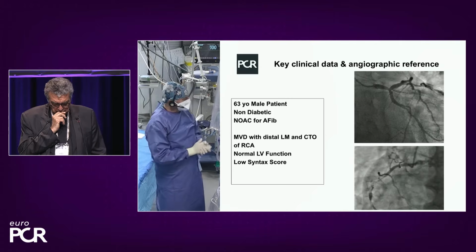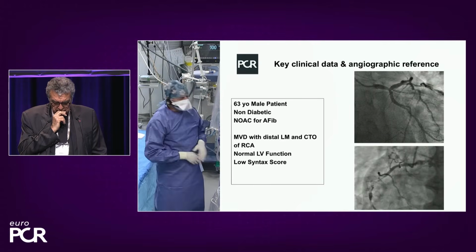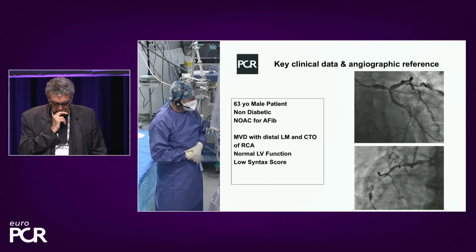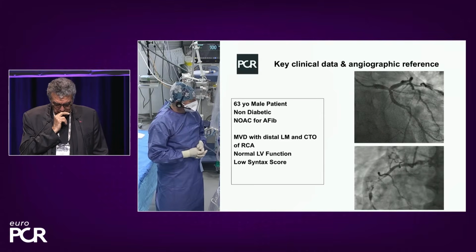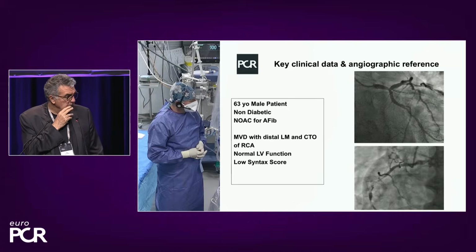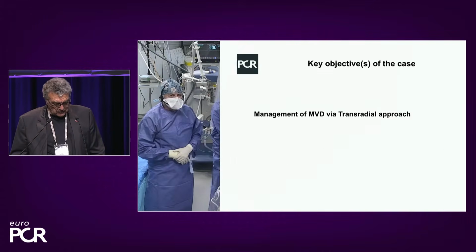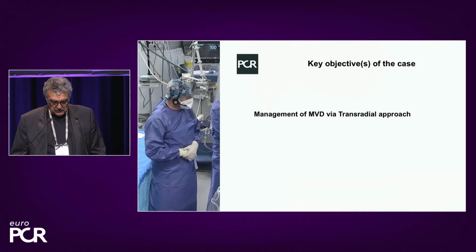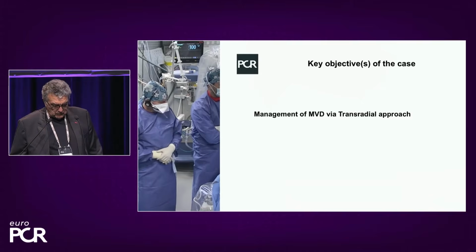So what is the key clinical data to summarize this case? 63 years old male patient, non-diabetic. He is under NOAC for paroxysmal atrial fibrillation. He has a multivessel disease with a distal left main and CTO of the right coronary artery, normal LV function, and low SYNTAX score. So the goal of today is the management of the multivessel disease patient via the Transradial approach.